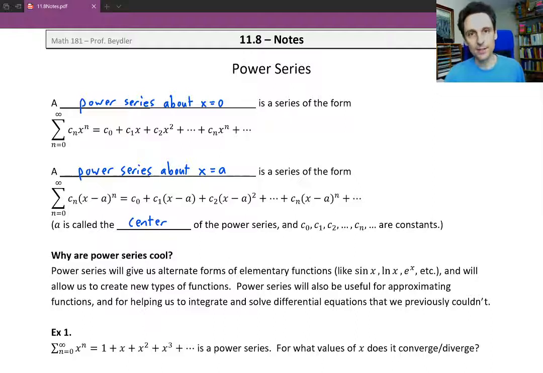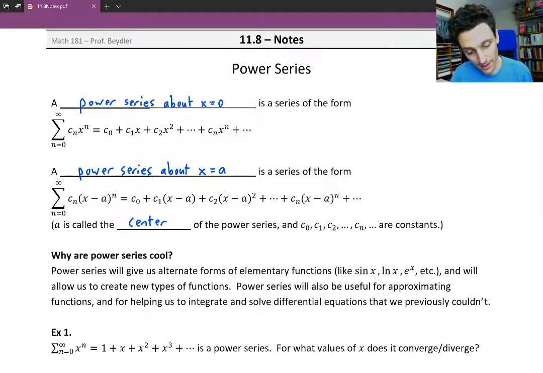A power series about x equals 0 is a series of the form c sub n times x to the n, where n goes from 0 to infinity. So we have this summation, but the terms of the series are written as c sub n times x to the n. If you expanded it out, you get c sub 0 plus c sub 1 times x plus c sub 2 times x squared, all the way to c sub n times x to the n and beyond.